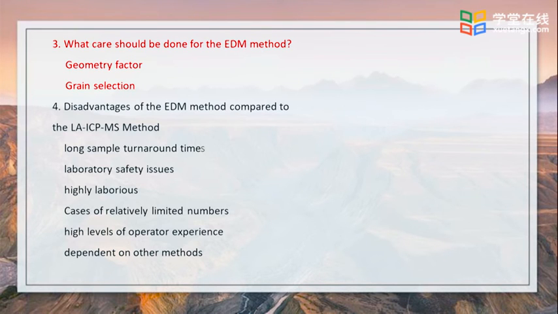and therefore is not an absolute dating method in its own right. Despite the disadvantages mentioned above, the EDM is currently the preferred dating method for apatite, zircon, and titanite in most fission track laboratories, because of its high reliability for single-grain age calculation.